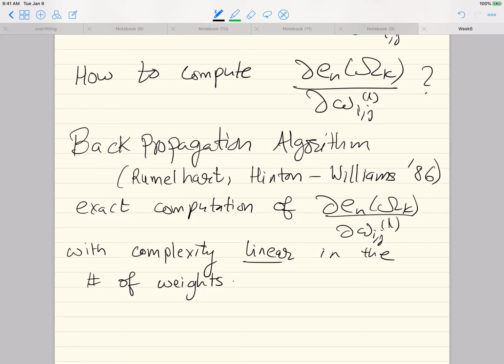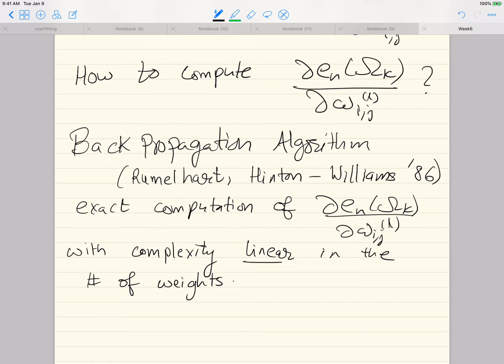And so you will need the same number of computations, not only for the forward pass, but also to compute all the partial derivatives exactly. So this is the main idea of the backpropagation algorithm. It is one of the main building blocks in machine learning. And that is what made the training of neural networks so efficient.